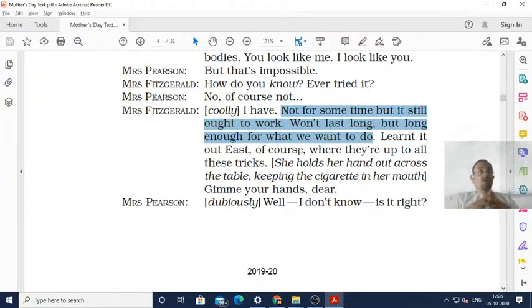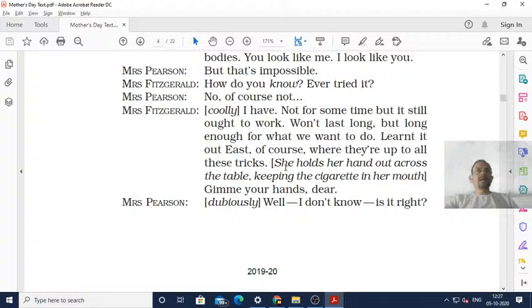It doesn't last long, but of course it lasts for a week or so, and that is sufficient for bringing about the change actually. Okay, learned it out east. I have learned this particular thing in the east when I was there with my husband. Of course, where they are up to all these tricks.